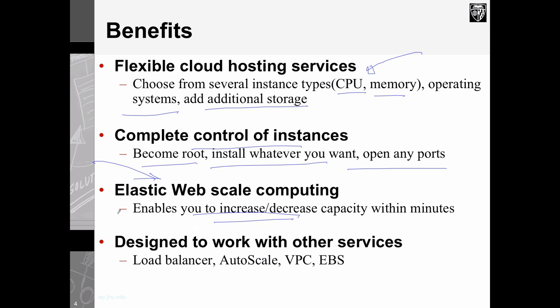And it's designed to work with other Amazon Web Services. Amazon, as of this recording, has about 50 different services, and most of them are designed to work together and to offer you the value-added services. And some of the services that we'll talk about in the next modules are the load balancers or ELB. We'll talk about auto scaling, how to automatically scale this capacity without manual intervention. And we'll talk about VPC, which is a security and networking concept. We'll talk about Elastic Block Storage or EBS in the next section.